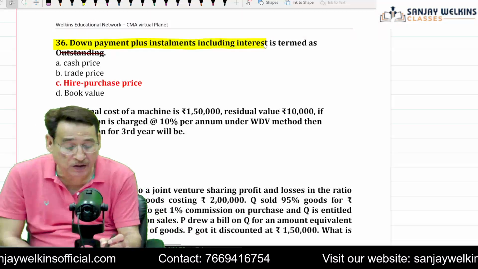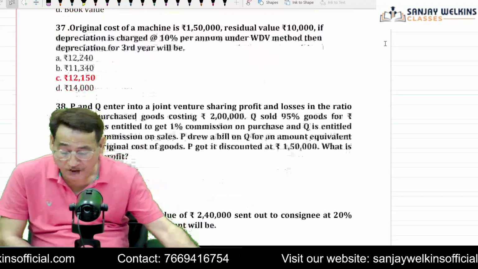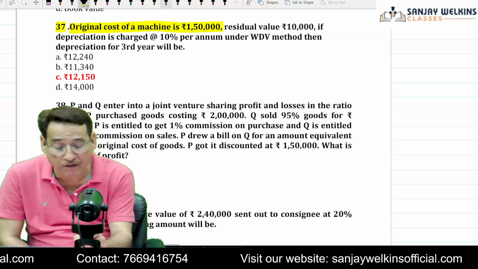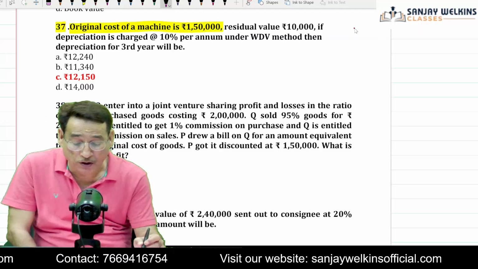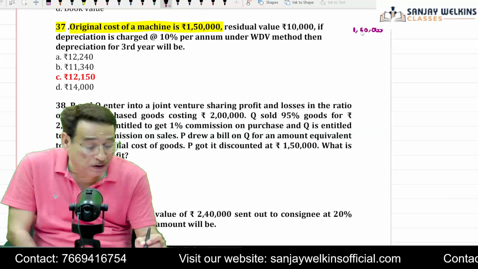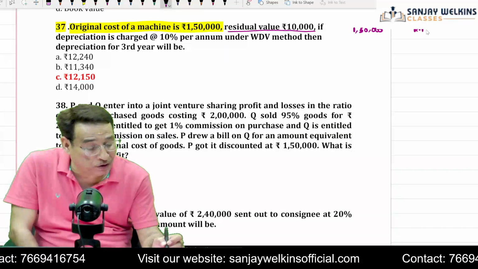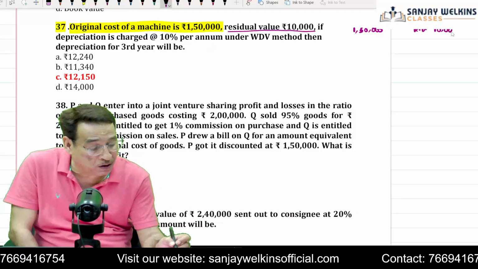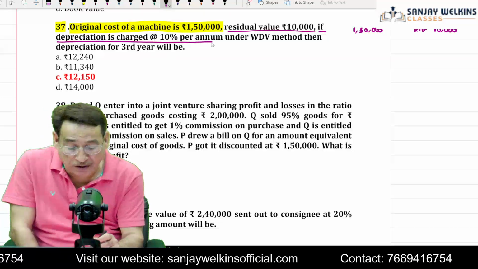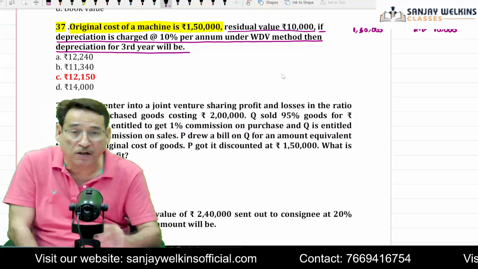Down payment plus installments including interest is known as hire purchase price. In question number 37, it is given that the original cost of a machine is 1,50,000. It is also given that the residual value of the machine is 10,000. Further, it is given that if depreciation is charged at the rate of 10% per annum under the written down value method, then the depreciation for the third year will be.